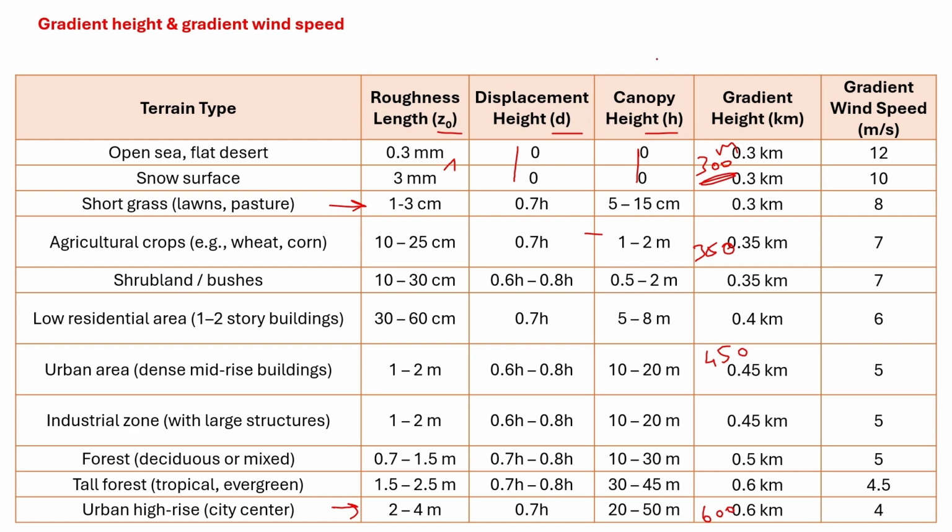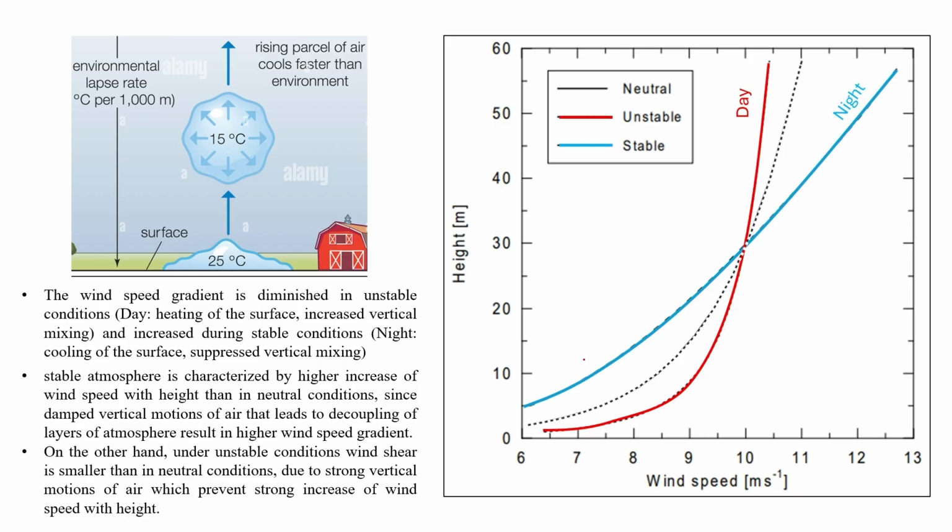So for the ocean, within the 300 meter height itself, it reaches the constant, maximum speed. But for high-rise buildings, it takes twice the height. Only at 600 meters does it reach the maximum velocity. And you can see the gradient wind speed for the sea is around 12, and for the urban region it varies from 4 to 6 due to a lot of turbulence, disturbance, etc. So this is the gradient height and gradient wind speed.